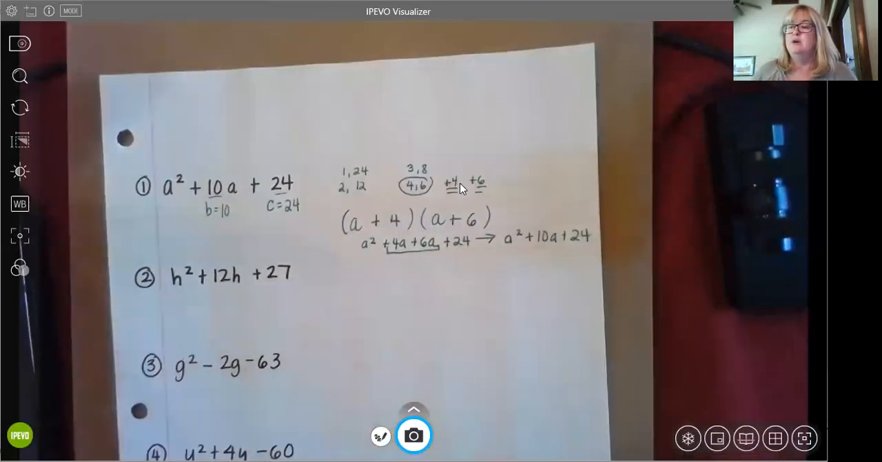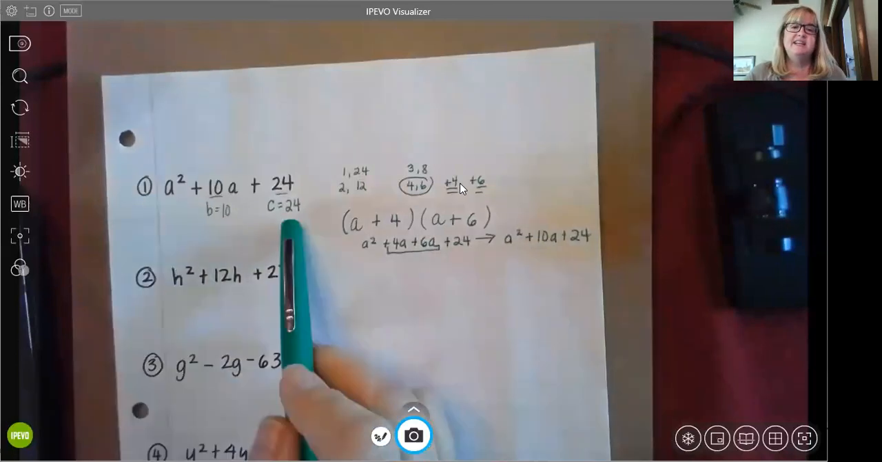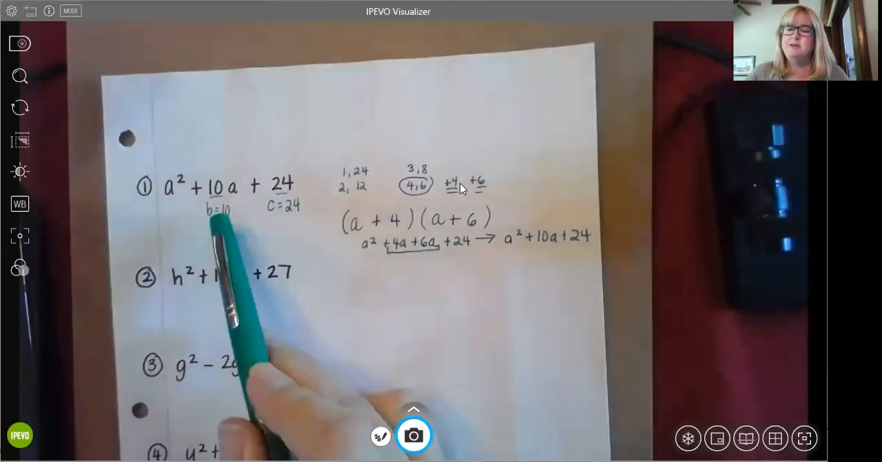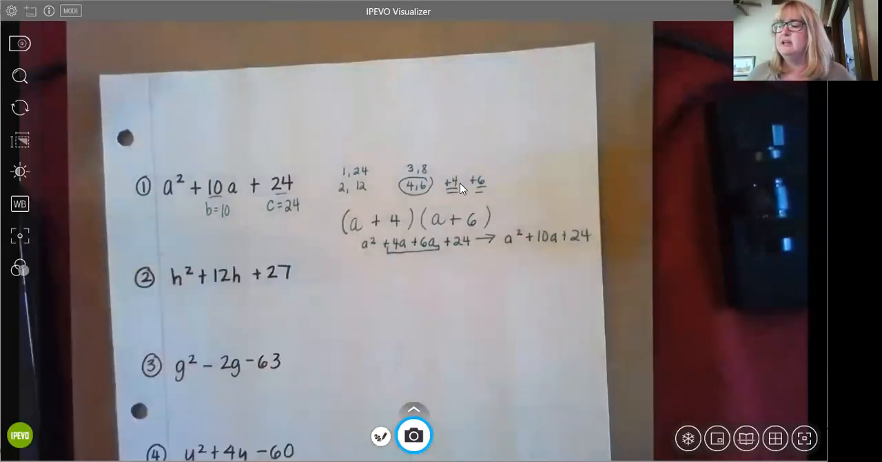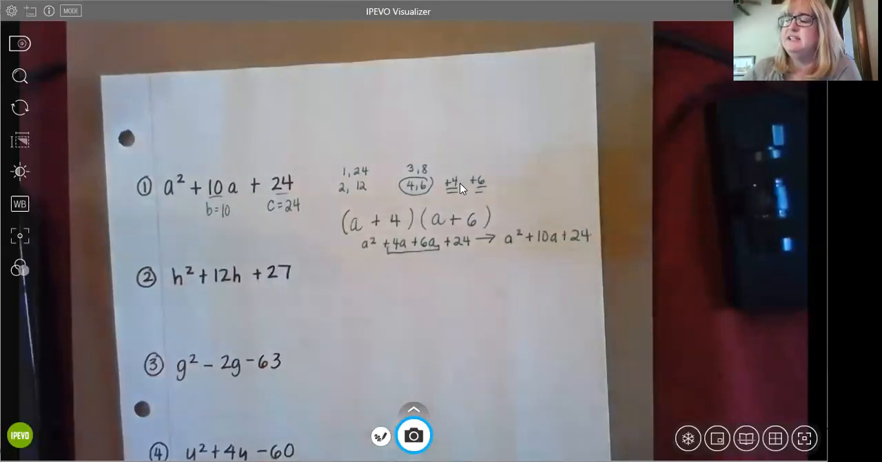Okay, so again, we looked at the factors of c and manipulated them to make b. All right, let's look at number 2. We've got h squared plus 12h plus 27.